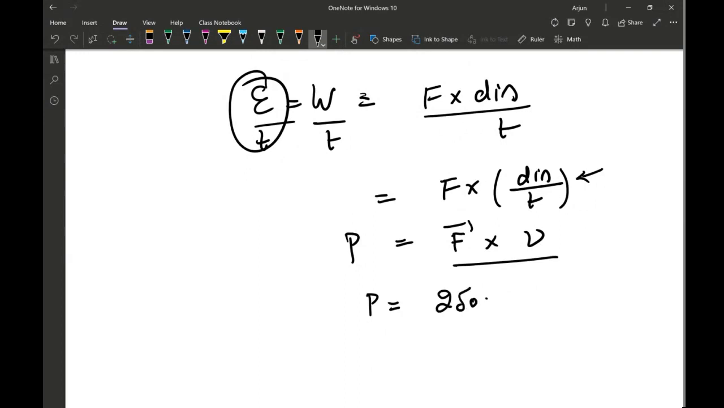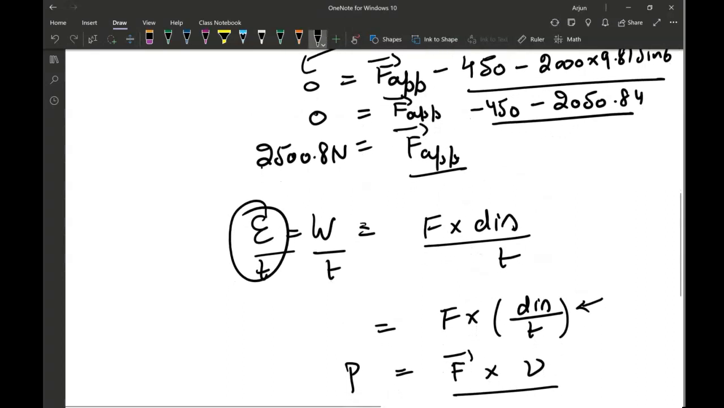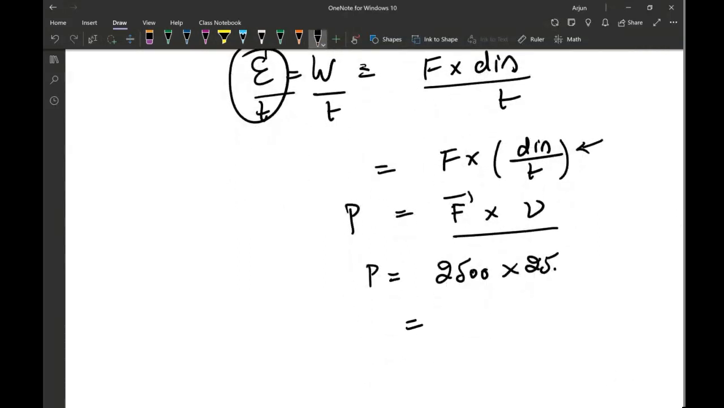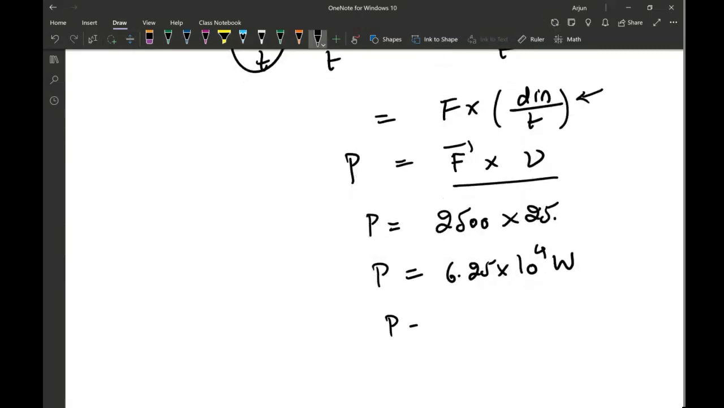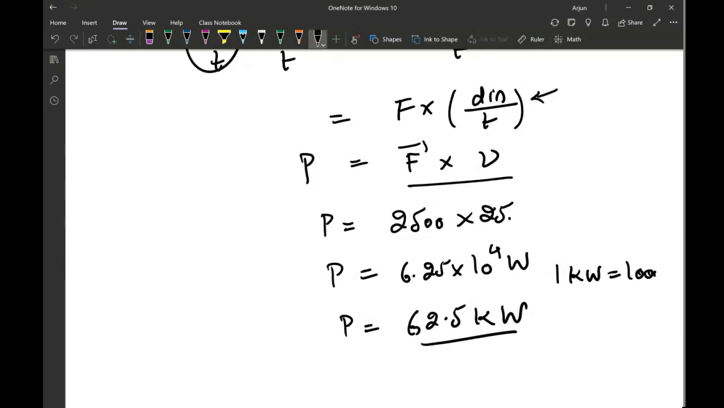So that is 2500 force, multiplied by 25, and that's going to give you 6.25 times 10 raised to the power 4 watts. That is the power output, and I can write it in kilowatts also: 62.5 kilowatts. 1 kilowatt is equal to 1000 watts.